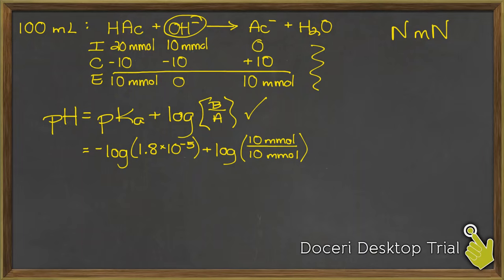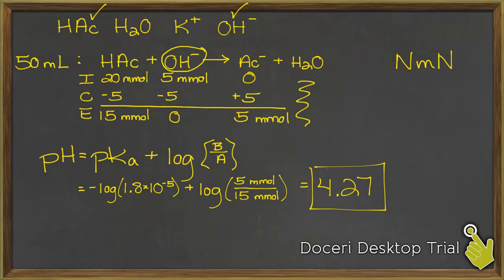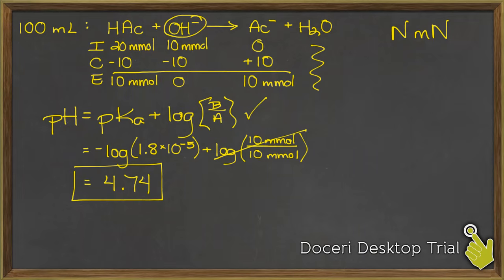Now, when I plug in my numbers here, this term right here is just 1. Well, what is the log of 1? The log of 1 is 0. So this entire term is just 0. So at this point, when we do the math here, we end up with this as our final answer. Okay, and again, if we look back at our last step, this makes sense. The pH is going up a little bit more. Why? Because we've added a little bit more base.